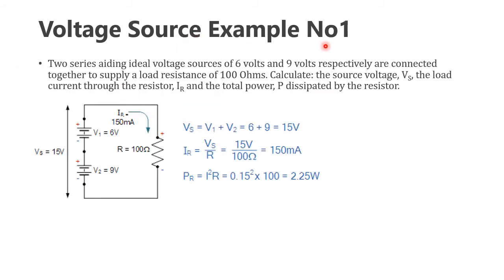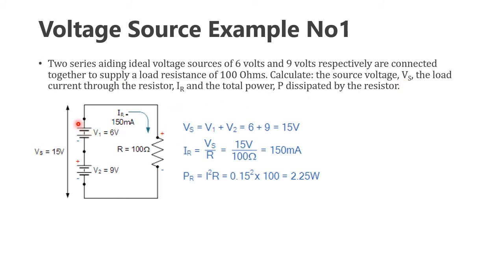Voltage source example number 1. Two resistors aiding ideal voltage sources of 6 volts and 9 volts respectively are connected together to supply a load resistance of 100 ohms. Calculate the source voltage Vs, the load current through the resistor IR, and the total power P dissipated by the resistor. So for this circuit we have to calculate the source voltage, IR and power.